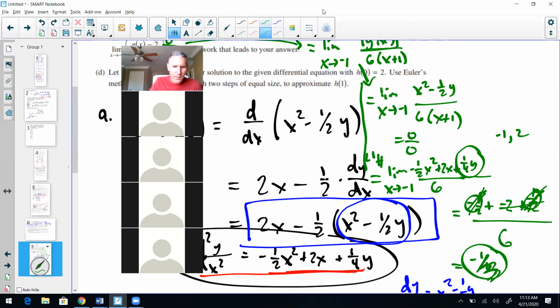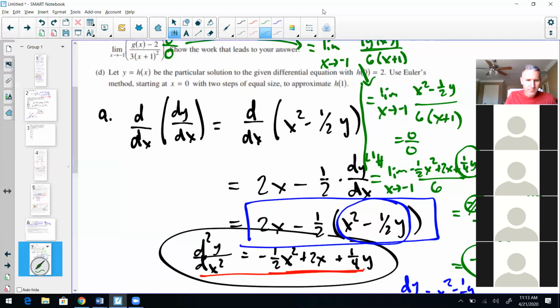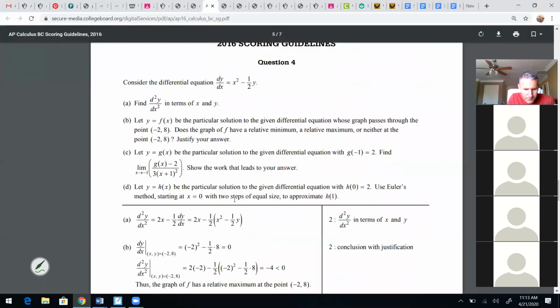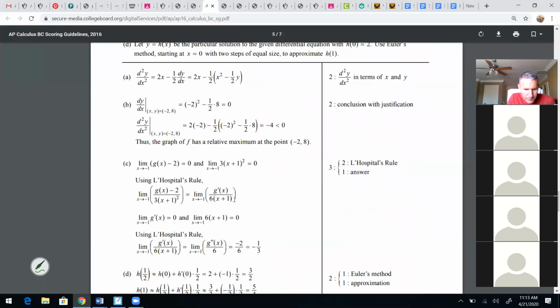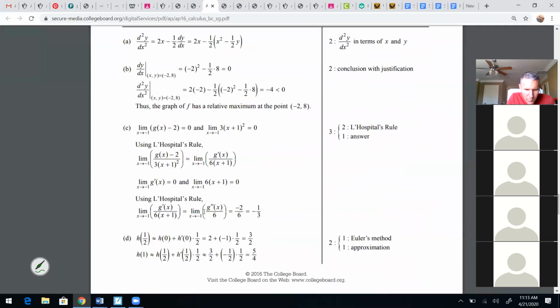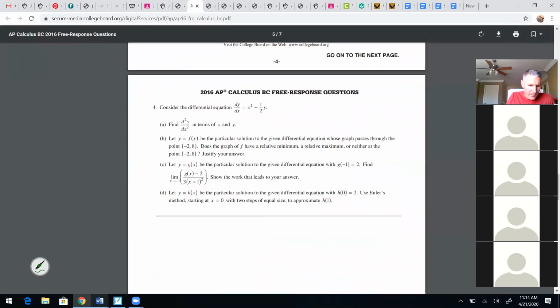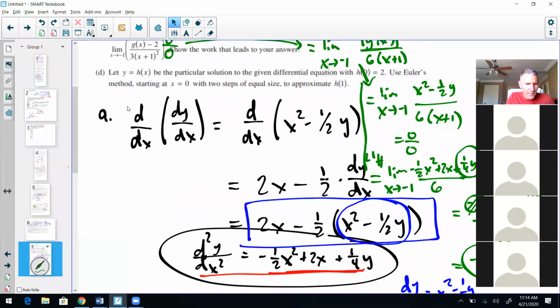So let's see what they got going on for that. Using L'Hopital's rule, we get that. Okay, so that was a 3-pointer. And now we get to part D, which is Euler's method.